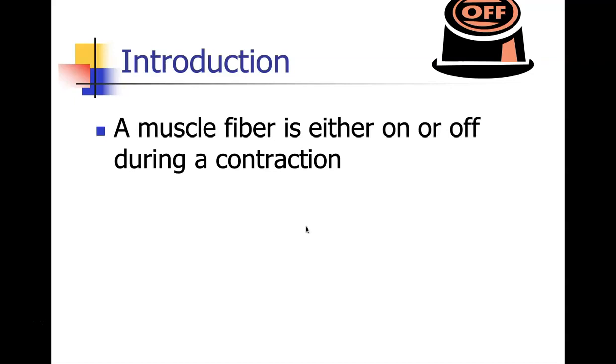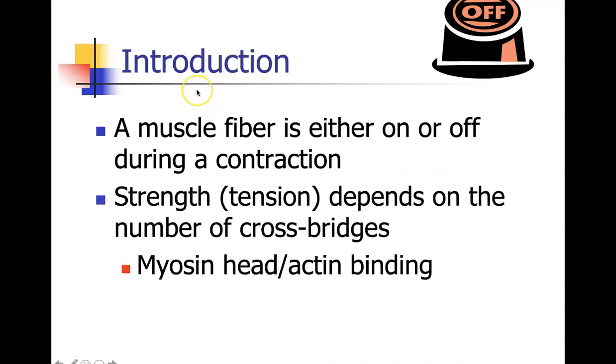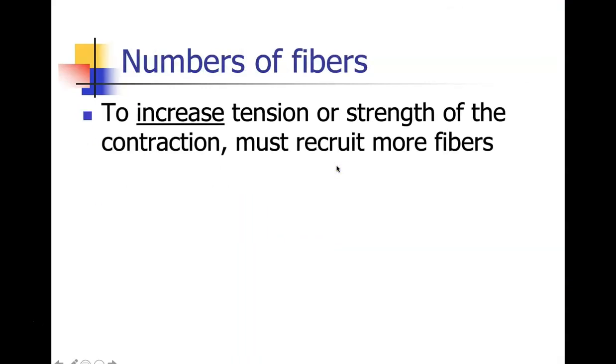So a muscle fiber is either on or off during a contraction. And the strength of a muscle contraction, the tension, depends on the number of cross bridges. So remember, the myosin heads are going to bind to the actin, and the number of myosin heads binding, the number of cross bridges, is going to confer strength in that muscle. So to increase tension or strength of contraction, a muscle has to recruit more fibers.